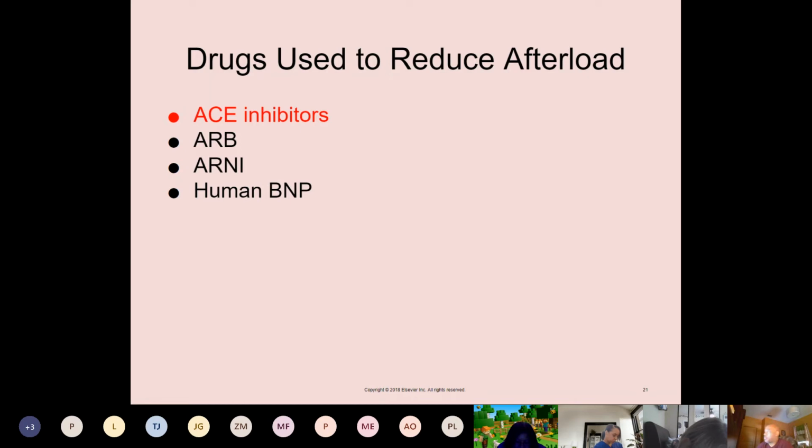This next classification is ARNI, or sacubitril and valsartan. You probably heard the commercials on TV for Entresto. This is an angiotensin receptor neprilysin inhibitor. So it's an inhibitor just like the ACE inhibitor. And so these drugs have both ARB and ACE inhibitor properties. So they have a little of both. This medication has been shown to reduce death and hospitalization in patients who have class 2 through 4 heart failure with a decreased ejection fraction.